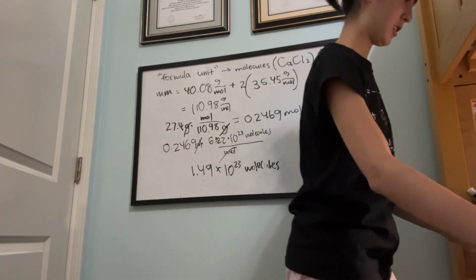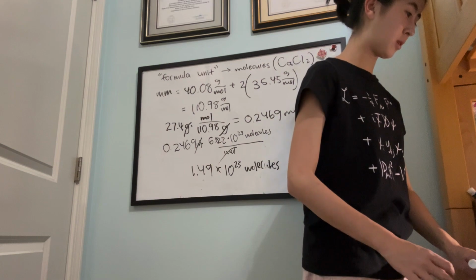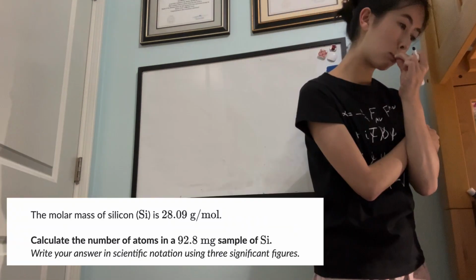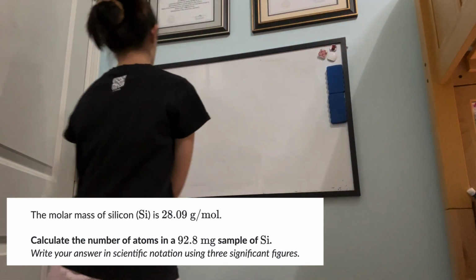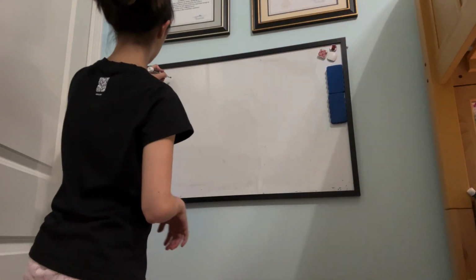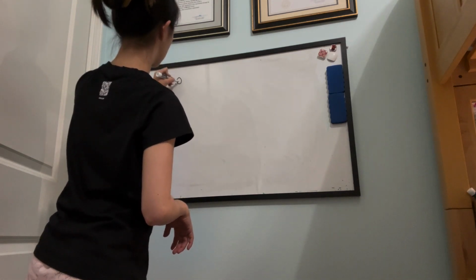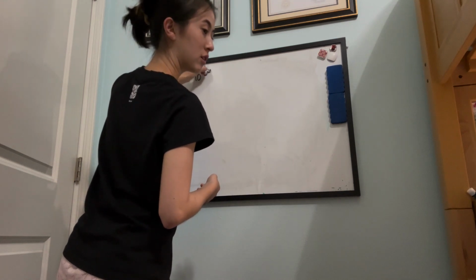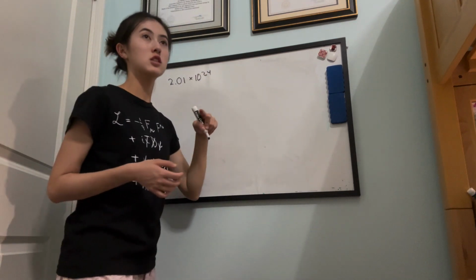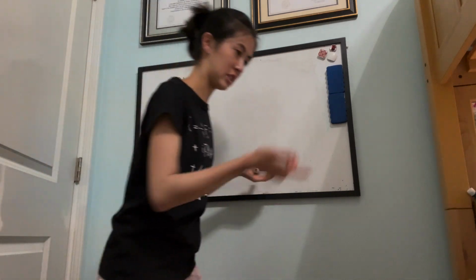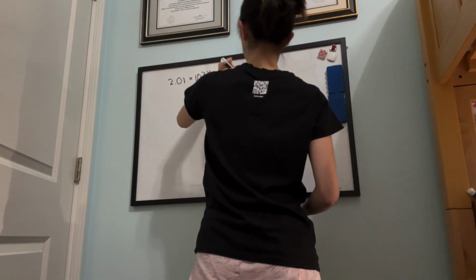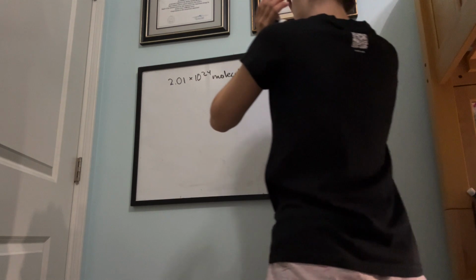I will put this one right here, so you can start on that if you want. If not, okay. So we have our starting number, 2.01 times 10 to the 24th atoms. That's the same as molecules because it's just sulfur. So molecules, right? And then we divide that by Avogadro's number.